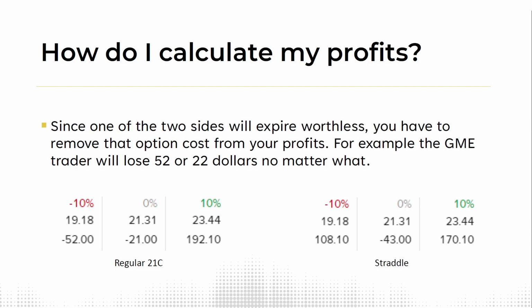So the upside is, of course, that if it had moved down 10%, I would have made money too. If you compare the minus 10% there, you can see the profit. I would have lost my 52 bucks on the regular call, but I would still make 108 on the straddle. But the risk, of course, is if it doesn't move.